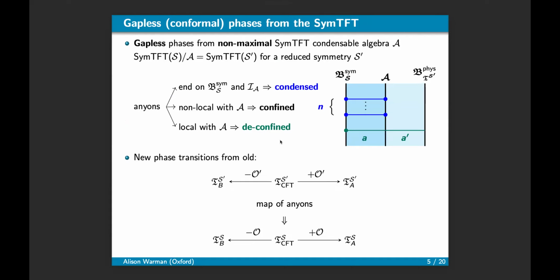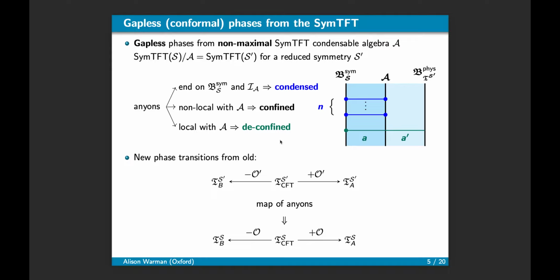Okay. We can also use the SymTFT to construct new phase transitions from known ones by doing a partial condensation. So if we have a condensable algebra A, if we start with the SymTFT for an S symmetry and then we condense A, this will give us a reduced topological order, which is the SymTFT for S prime, for a smaller symmetry. And this will encode a topological interface where the anyons that can end on A are condensed.